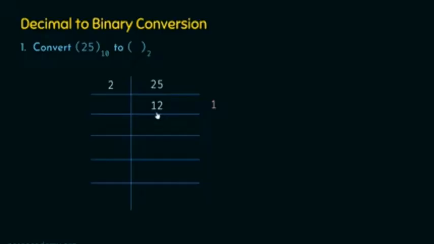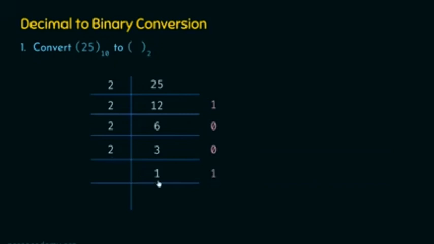Now, after dividing 25, we need to divide this number 12, the quotient, again by 2. We will get 6 as the quotient and 0 as the remainder. Now we need to divide this number 6 by 2. Again, we put 2 here, and as we divide this number by 2, we will get 3 as the quotient and 0 as the remainder. Then we need to divide this number 3 by 2. We will get 1 as the quotient and 1 as the remainder.